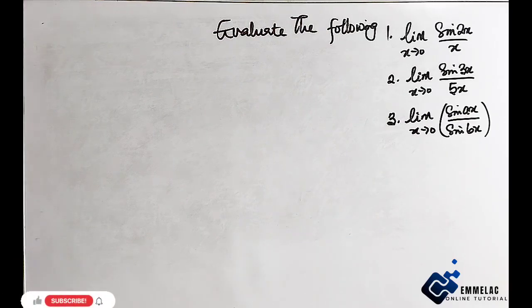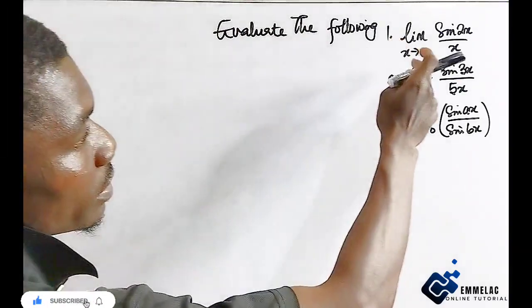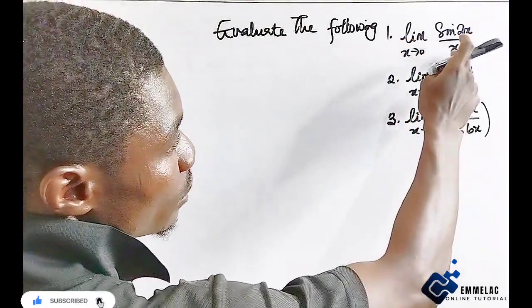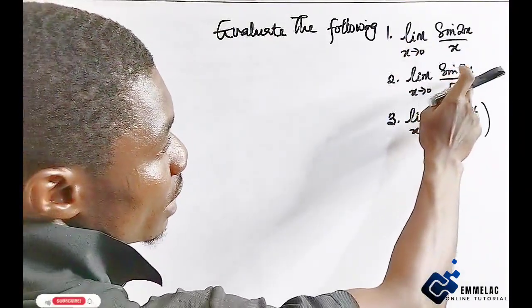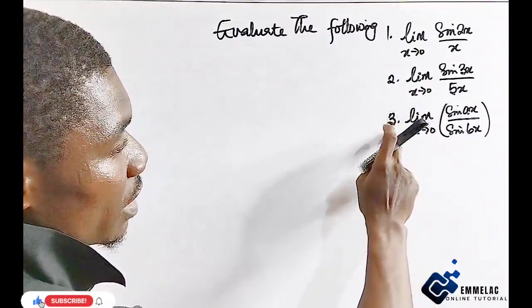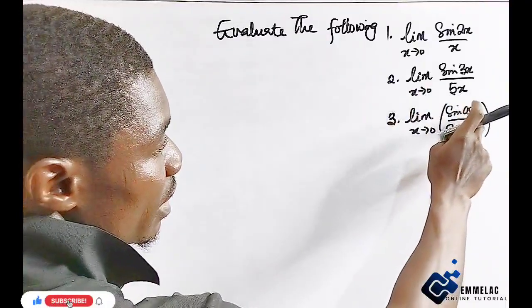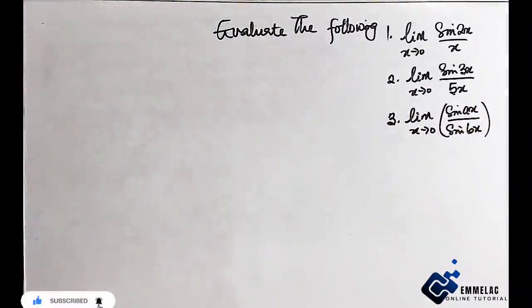Now let us evaluate the following limit functions. Number one: the limit of sine 2x over x as x tends to 0. Number two: the limit of sine 3x over 5x as x tends to 0. And number three: the limit of sine ax over sine bx as x tends to 0.